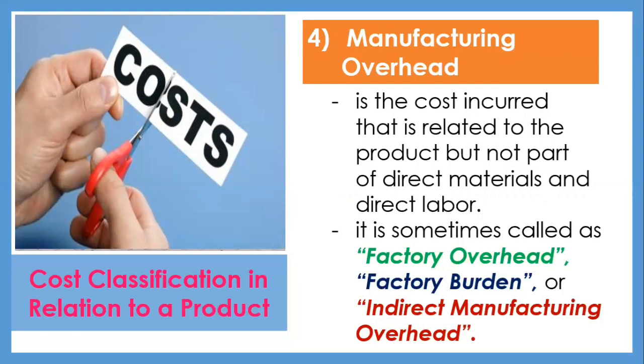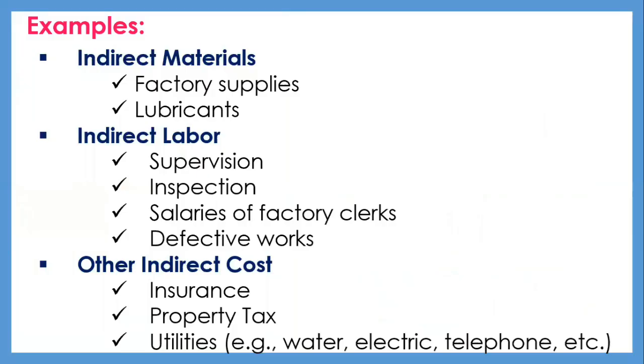All right? So examples of manufacturing overhead, for indirect materials, we have factory supplies. We also have lubricants. And under indirect labor, we have supervision, inspection, salaries of factory clerks, and defective works. And for other indirect costs, we have insurance, property tax, and utilities such as water bills, electric bills, telephone bills, etc. All right.